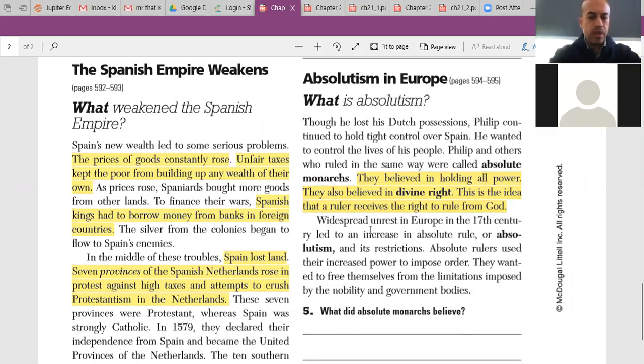Okay, what spread unrest in Europe in the 17th century and led to an increase in absolute rule, or absolutism, and its restrictions? Absolute rulers used their increased power to impose order. They wanted to free themselves from the limitations imposed by the nobility and the government.